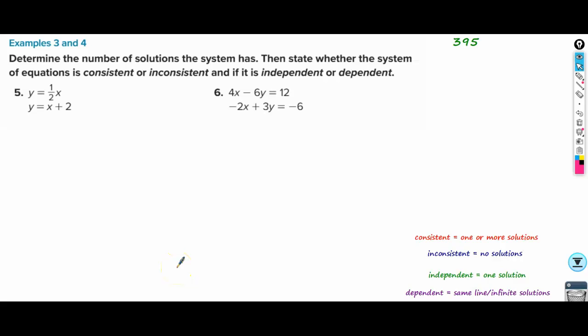Okay, determine the number of solutions the system has. Then state whether the system of equations is consistent or inconsistent, independent or dependent. So see, I've got my little words down here because I don't want to forget what those are. All right, so we're just looking at these equations.